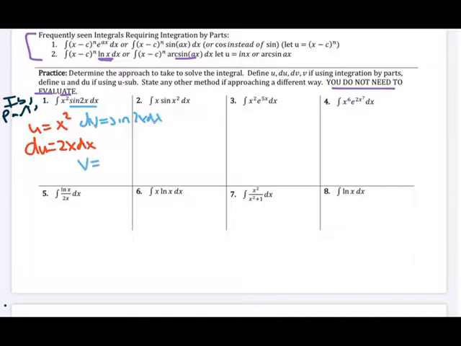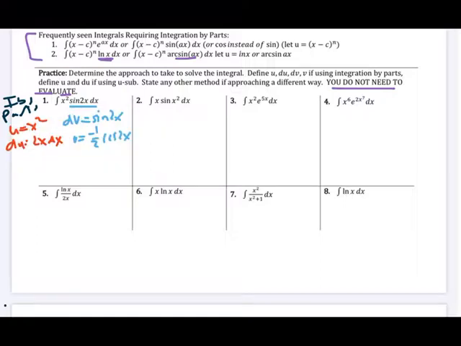Which means that v, if I integrate sine of 2x dx, I would get negative 1/2 cosine of 2x. Again, you don't need your constant of integration. Let me clean this up so it fits in this box a little better. So, moving on to number 2, integration by parts is a great approach on number 1.